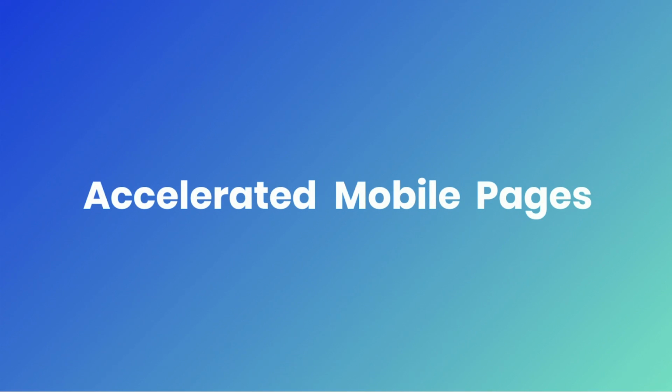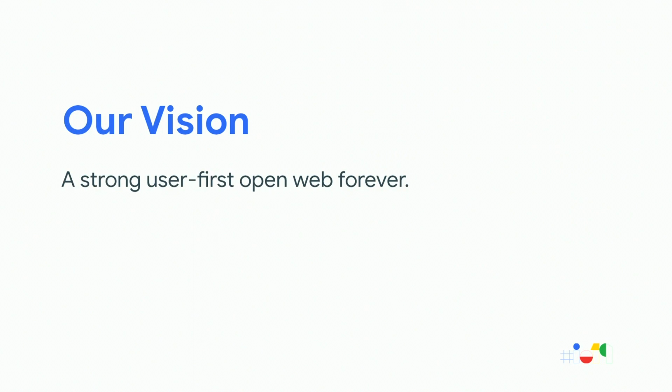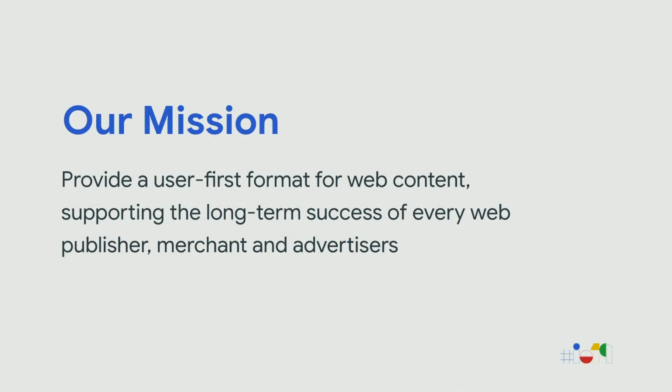So it doesn't make sense for us to use this long and awkward phrase, which is why moving forward, we're just going to be known as the AMP project. No acronym, just a word that signifies great user experiences across the web. And to achieve these great user experiences, we strongly believe in our vision and mission. AMP strives for a strong user-first open web forever. And to achieve that, we're supporting the long-term success of web publishers, merchants, and advertisers using the project.